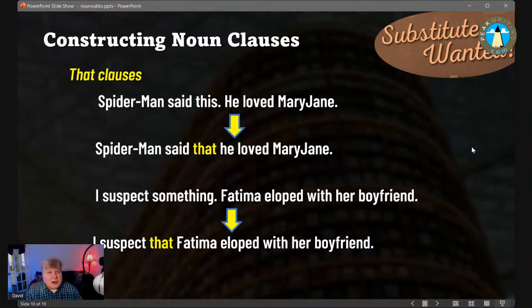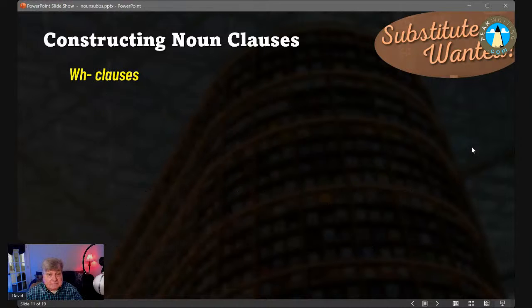Without the that, you have an understood that. And you know how we feel about things being implied or understood. Rather, in academic writing, we want to make them explicit. So instead of having an understood dependent clause, Spider-Man said he loved Mary Jane, take out the parentheses around that and go ahead and use it.